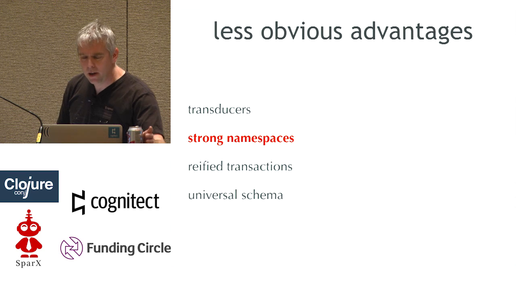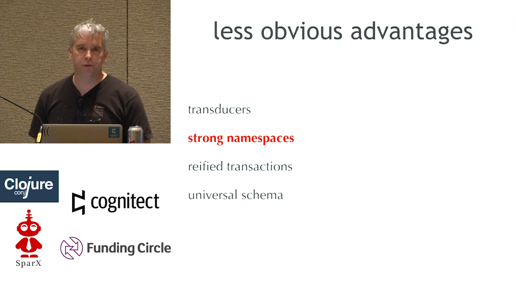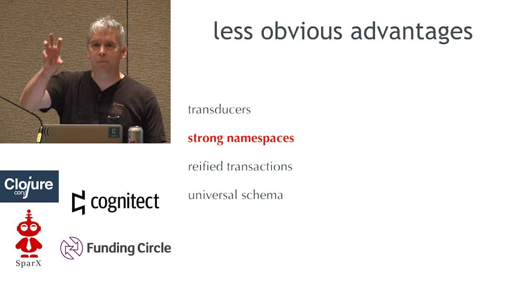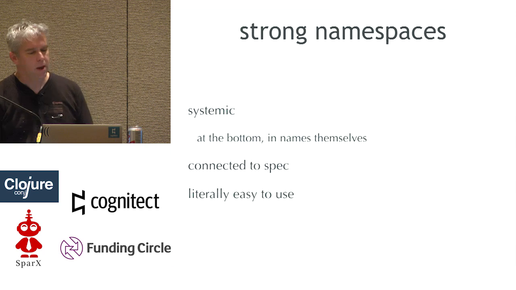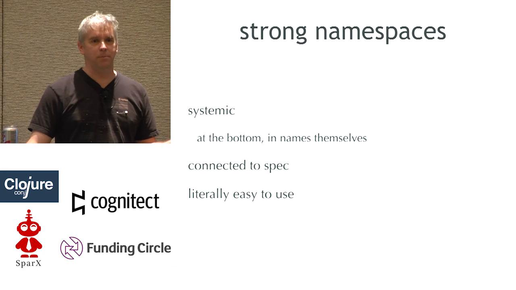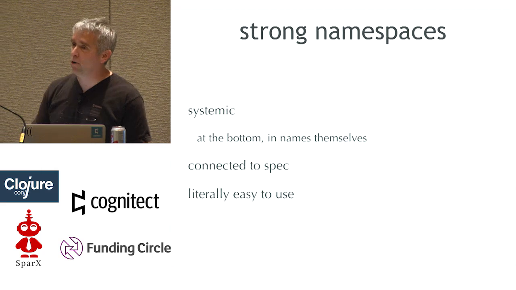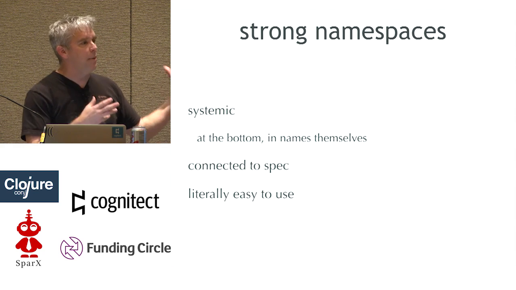Another less obvious advantage is strong namespaces. And this is a real sleeper thing when you first approach Clojure, because you're used to namespaces. But namespaces in most programming languages correspond to stuff. Right? For a namespace to exist, there has to be stuff. There has to be a class. There has to be a package. There has to be a whatever. But Clojure's namespaces are really at the bottom. Right? Clojure's namespaces are properties of names. They're a property of symbols. They're a property of keywords. And they're connected to spec. And they are literally, a word that I hate for people to misuse, they are literally easy to use because they are literals. Right? They exist down in Eden, separate from anything else.